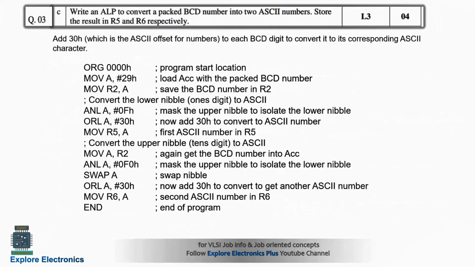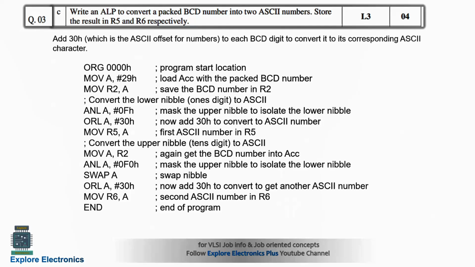Then the next question, 3C: write an ALP, assembly language program, to convert a packed BCD number into 2 ASCII numbers and store the result in R5 and R6 respectively. Here also, if they want to store the result in registers R5, R6, you are supposed to use the first ASCII number in one register R5 and the second ASCII number in R6. If they mention storing it in a particular memory, then like in the previous case where we defined the memory locations, the same way you can do here also. But in the question itself, here they have given store the result in R5 and R6.